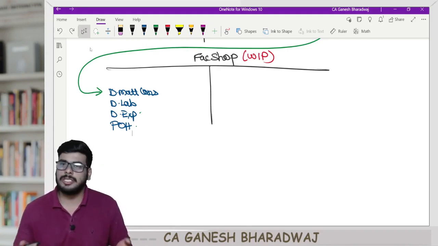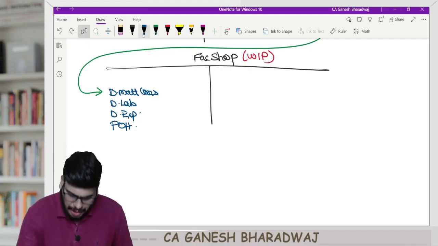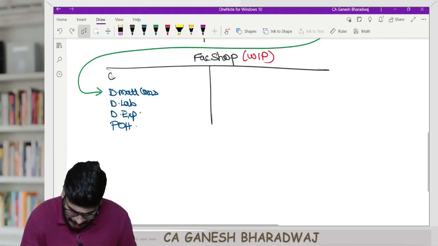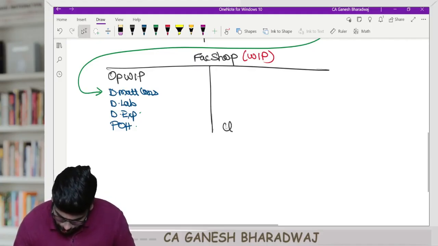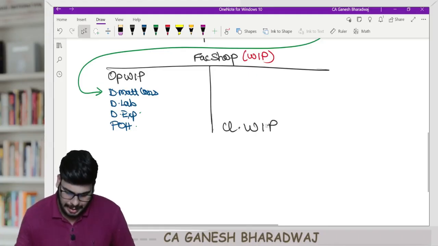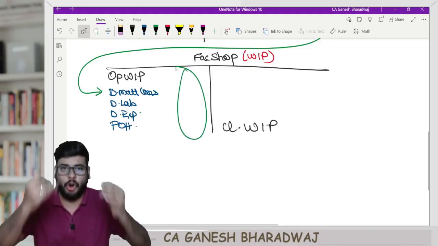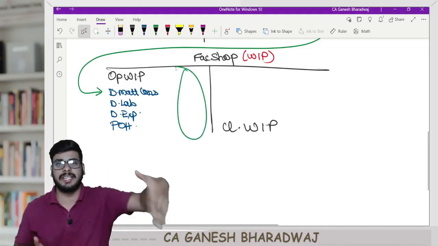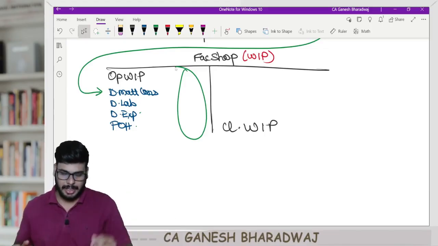Now, similarly, we are talking about our WIP area. So, even in the WIP area, I can have opening WIP, and I can have closing WIP. Are you clear with this? So, basically, in this case, this is the sum total of all the costs incurred inside the factory shop, using the cost that is being incurred in the factory.